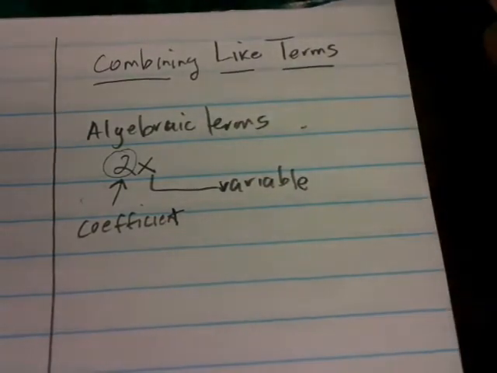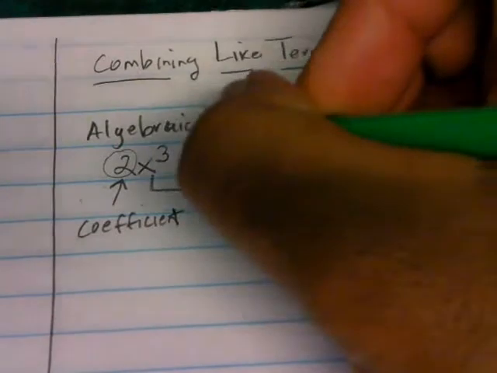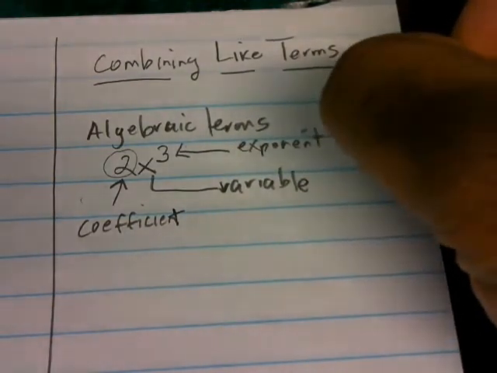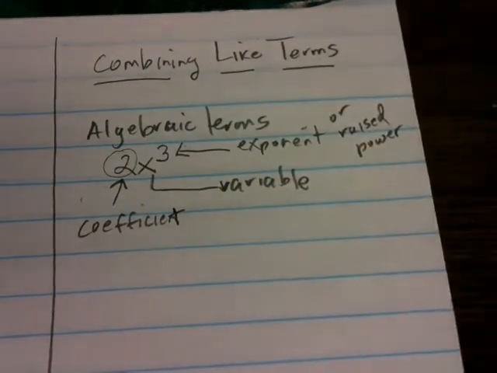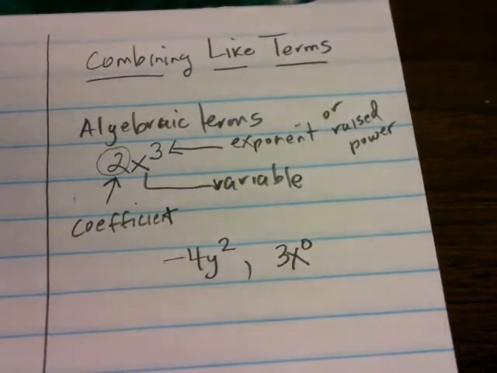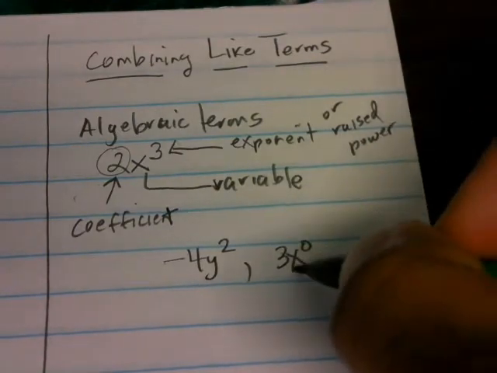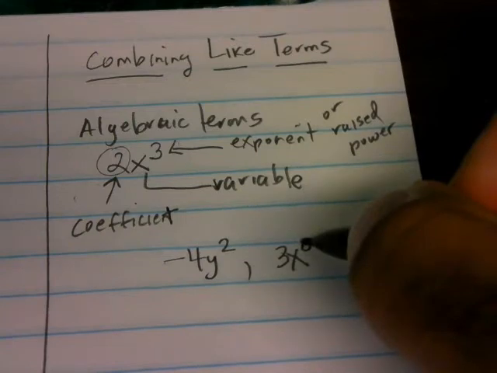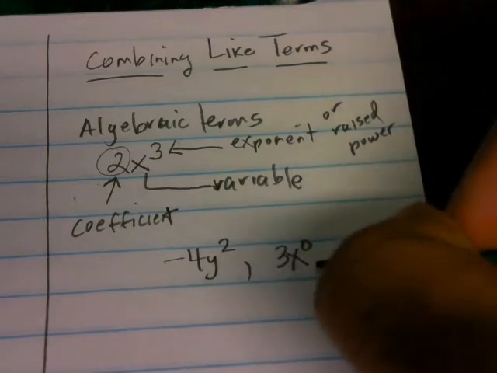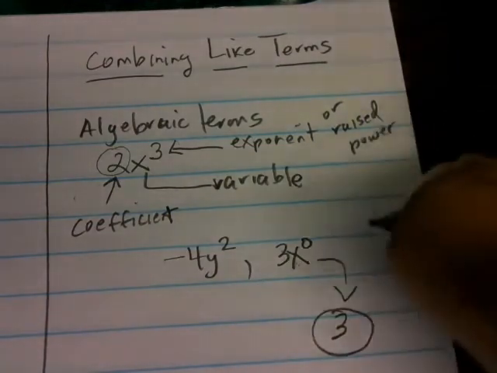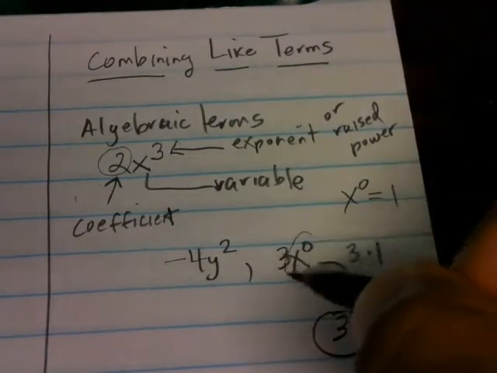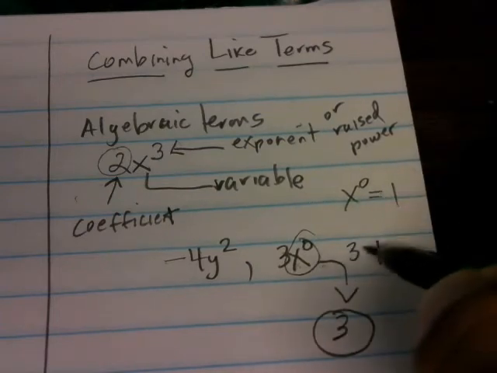Now, other variables may have exponents, so you can have 3x, which is the exponent or raised power. All right. You can have negative 4y squared. You can have 3x to the 0 power. All right, and when you have 3x to the 0 power, the x is the variable raised to 0 power, so the variable becomes 1. All right, so that variable becomes 1 because anything raised to the 0 power is 1. So you raise this to the 0 power, and this equates to 1. 3 times 1 is 3.